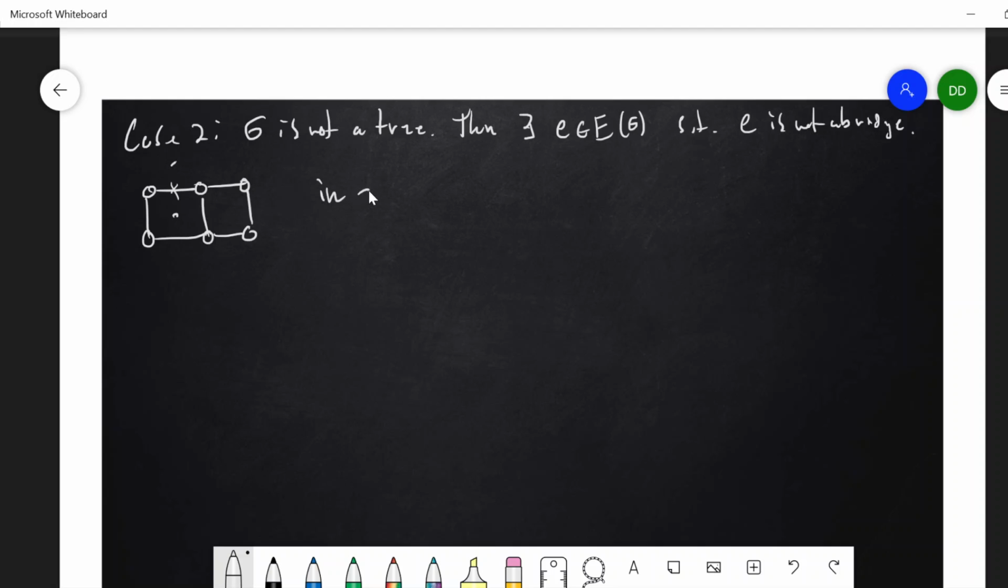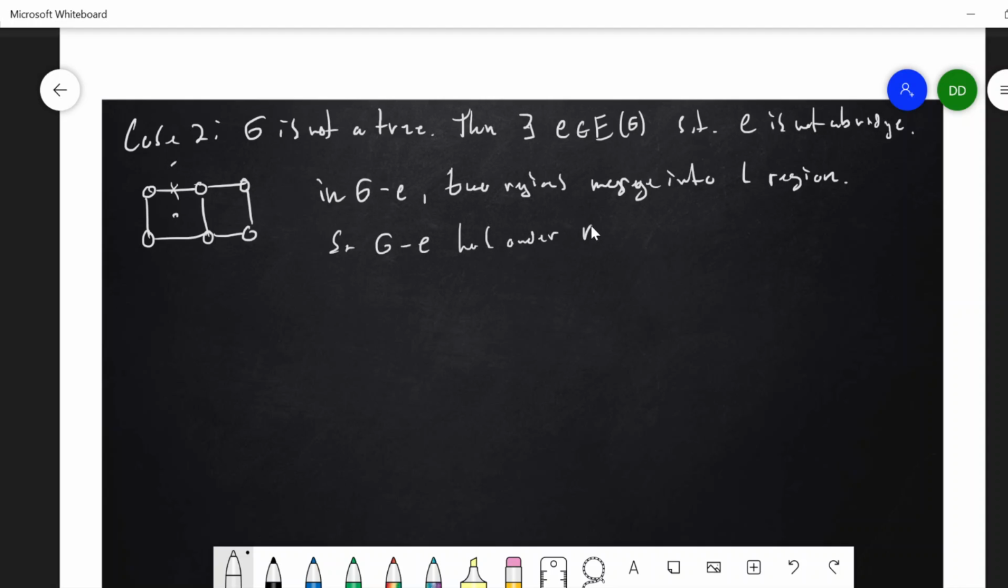In G minus E, two regions merge into one region. So G minus E, we didn't remove any vertices, has order n, size m minus 1, which is less than m, so my induction hypothesis will work, and r minus 1 regions.